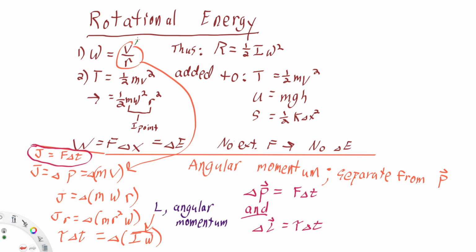And at the end, you said angular momentum is separate from linear momentum. Is that what you mean? Yes. They are both conserved, but they are conserved separately. You can never add linear momentum plus angular momentum. You have to do them separate. Okay, that's the part that I was a little lost about. That makes a lot more sense. But you can add rotational energy plus other kinds of energy.